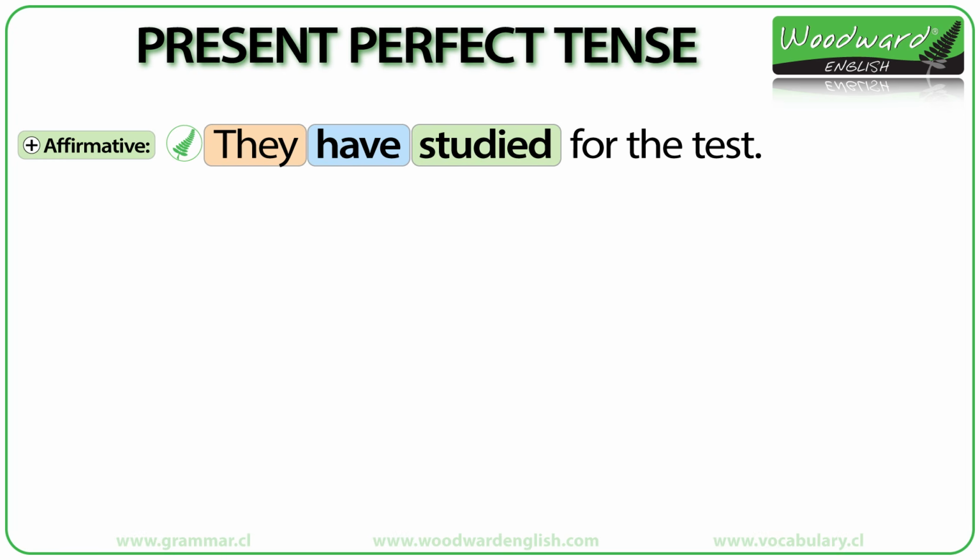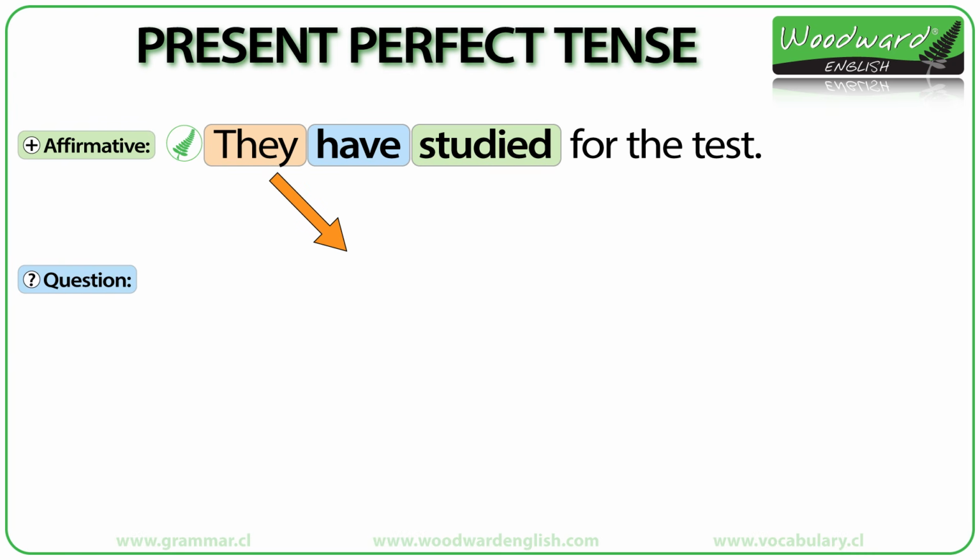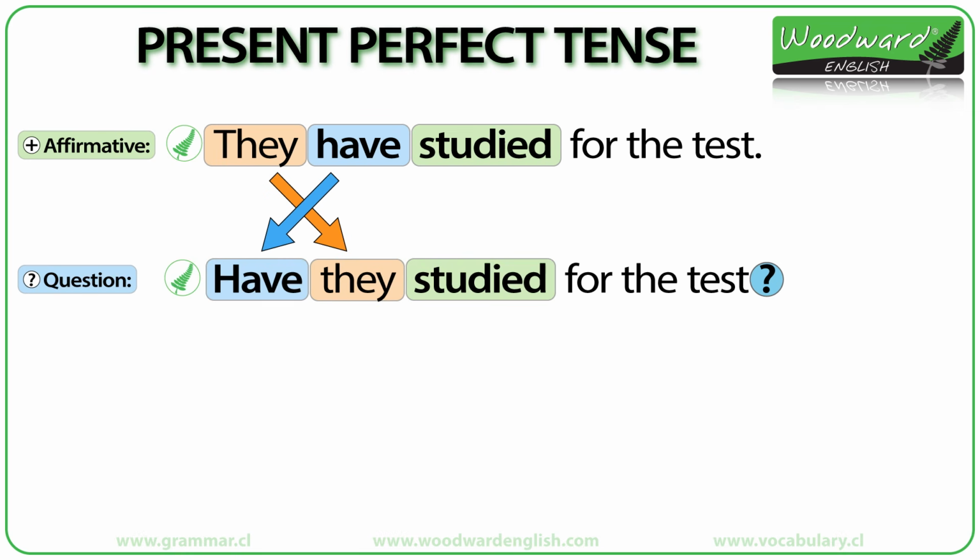Present perfect tense questions. Look at this affirmative sentence. They have studied for the test. It has the subject, they, the auxiliary have, and the past participle, studied. How can we change this into a question? To make a question in the present perfect tense, we change the order of the subject with have or has. They have studied for the test becomes have they studied for the test?